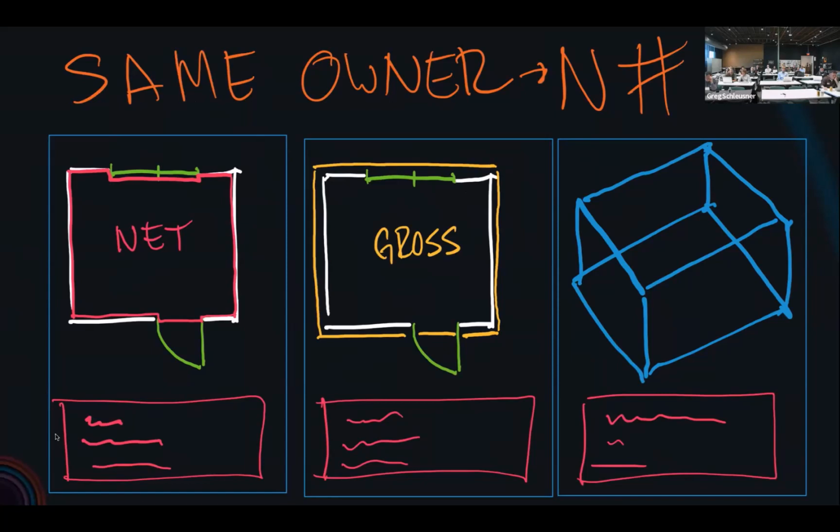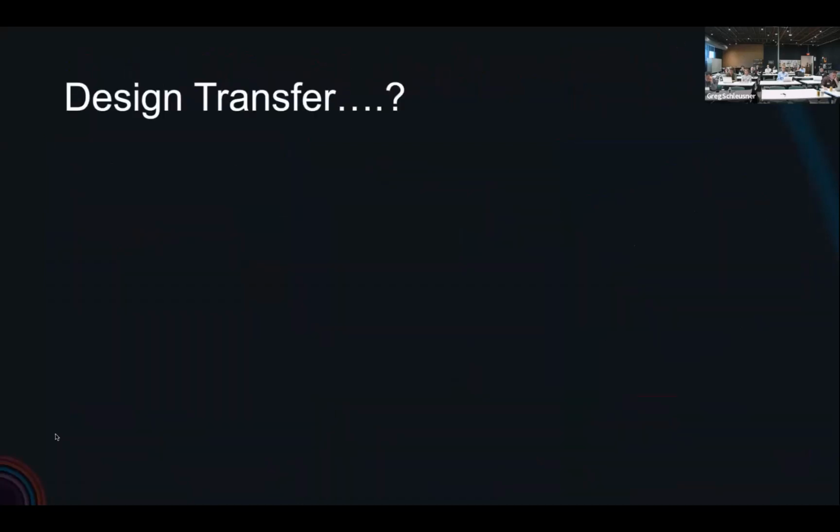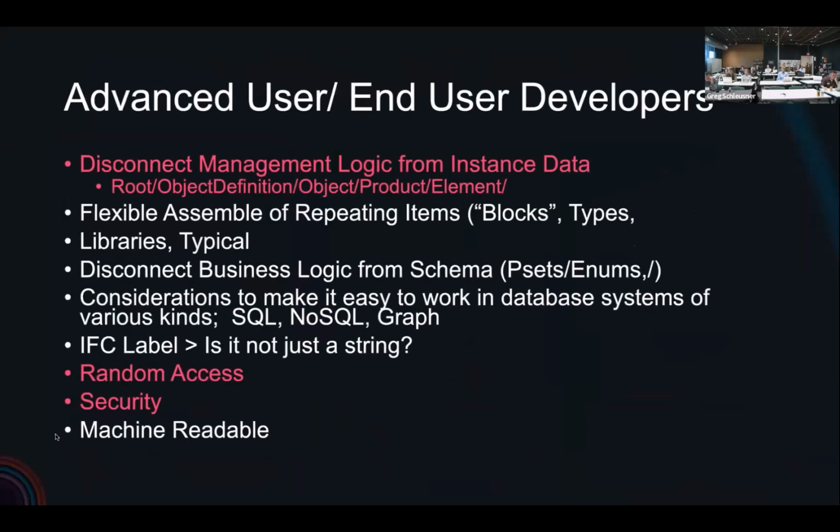I have a space, I need a net area, gross area, and I need this volumetric one for an energy model. 3 different representations, same data. We'll skip design transfer because we'll come back to that.